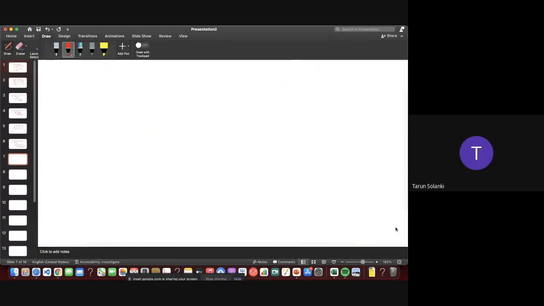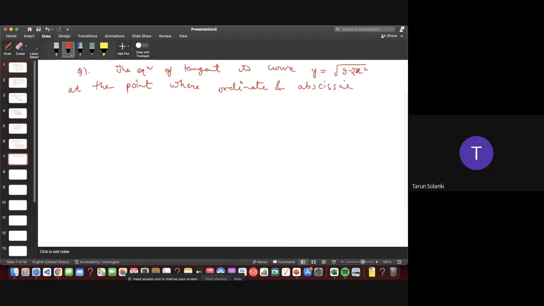Okay, next problem. The equation of tangent to curve y equals under root of 9 minus 2x square at the point where ordinate and abscissa are equal.